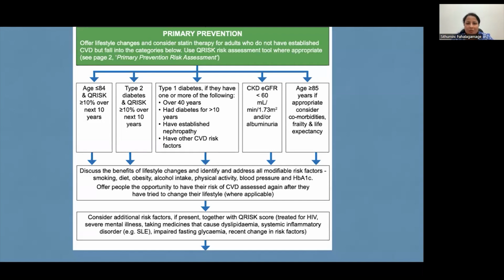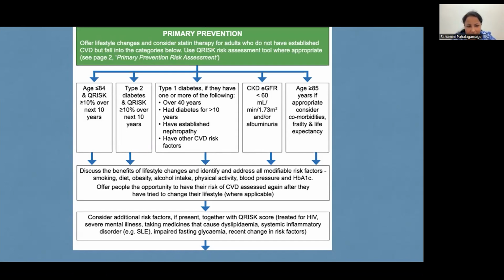First, in primary prevention, you're supposed to discuss the benefits of lifestyle changes. Say, medical nutrition therapy, how their diet should be, how their exercise should be, and all those things you have to address. And you have to advise them on cessation of smoking, having a healthy BMI, stopping alcohol, physical activity, and controlling their blood pressures and HbA1cs. And they say offer people the opportunity to have their risk of CVD assessed again after they have tried to change their lifestyle. This is in primary prevention.